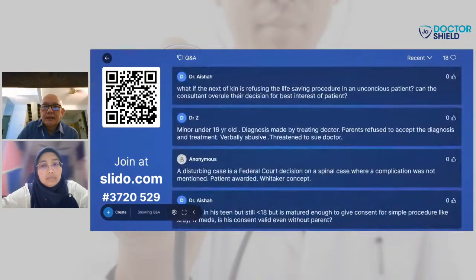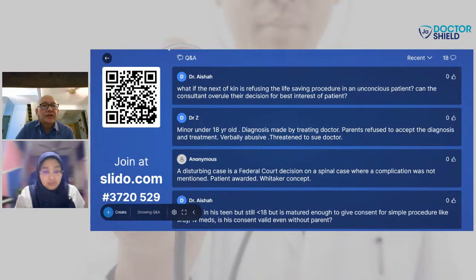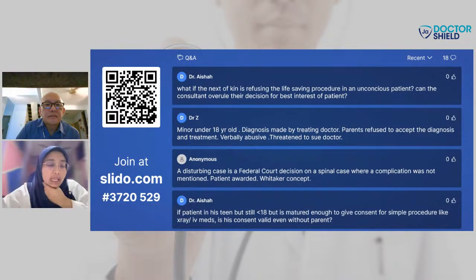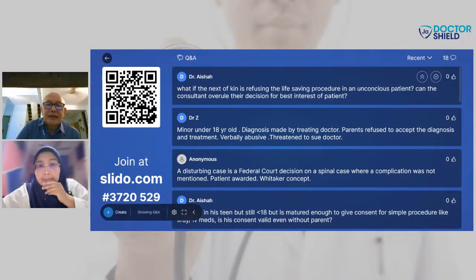Sorry. Okay. What if the next of kin is refusing the life-saving procedure in an unconscious patient? Can the consultant overrule the decision in the best interest of the patient? Is this pertaining to a life-saving procedure? Yes, but the next of kin refuses and the patient is unconscious.